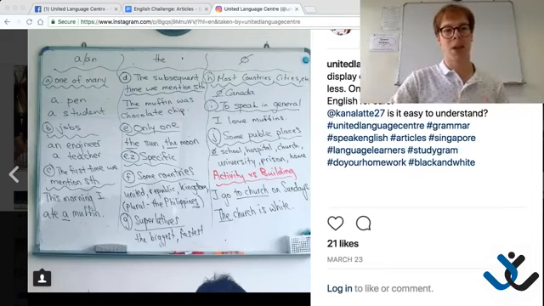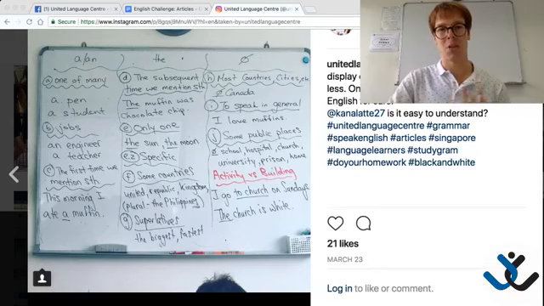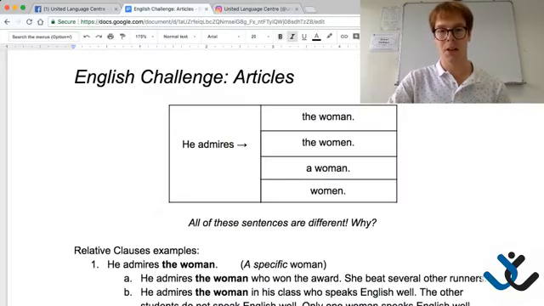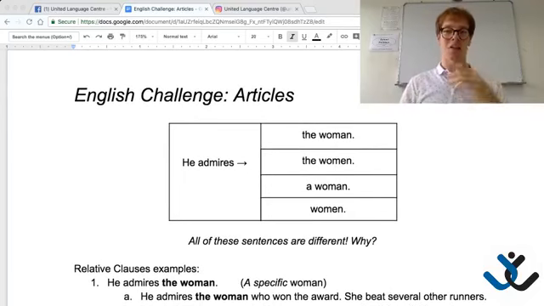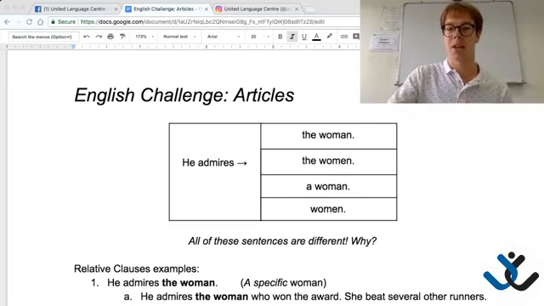I've also put together a document, which we'll go through now, to go through some of the even smaller differences between these articles. Okay, so if you look at this, I have an English challenge. I'll copy this document so you can use it at home if you'd like for our English challenge.